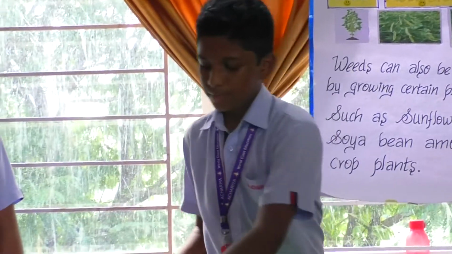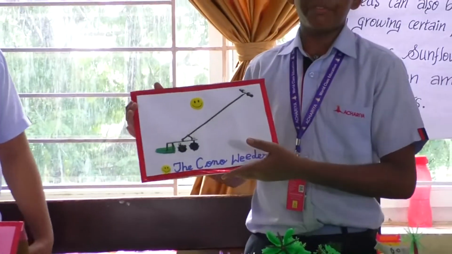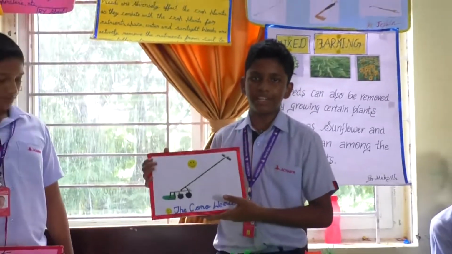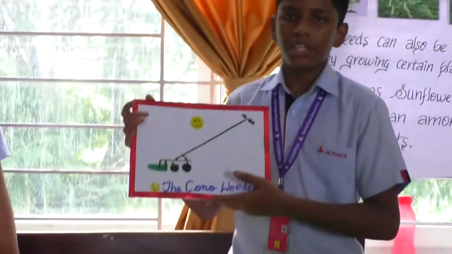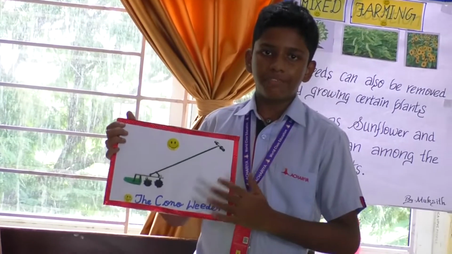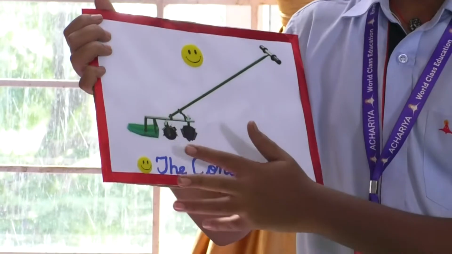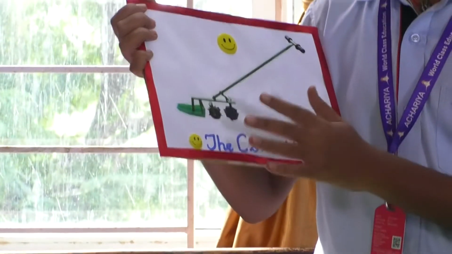Number 2. The corner weeder. The corner weeder is a weeding tool which is used to remove weeds in the paddy crop. This machine is designed for weeding in the paddy fields. This machine is manually operated and the weeds are uprooted with the teeth of the corner weeder and buried in the mud by the push or pull operations.